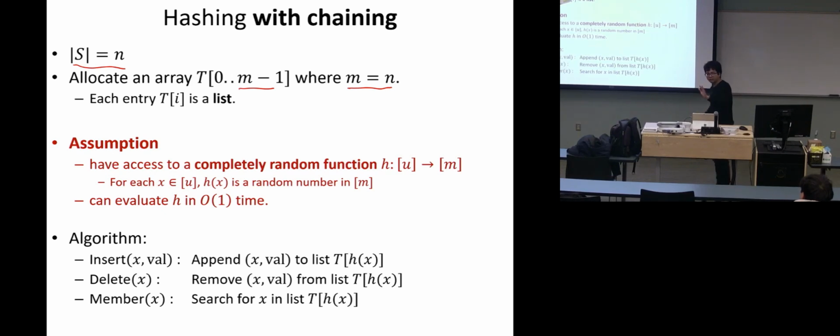But if I have this random function, then the algorithm to implement this dictionary is simple. When I want to insert x, I just add x to the list at position h of x. If I want to delete, I just look at the list at h of x and remove it from the list. To look up, I just look for x in the list here.